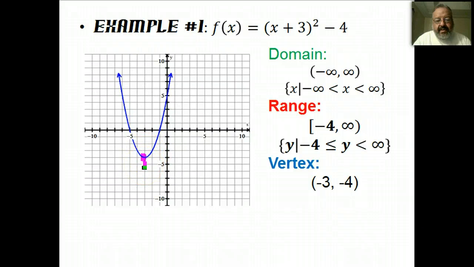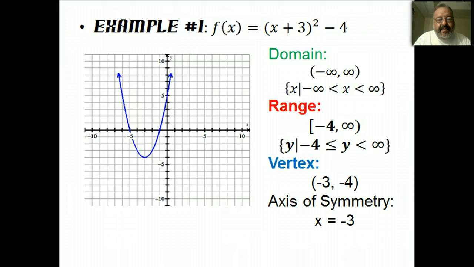We also want to know what the axis of symmetry is. Remember, the axis of symmetry is going to cut the graph in half right down the middle. So it crosses the x-axis at negative 3. Also remember that this number is going to be the same as this number. It's the same as the x value of the vertex.